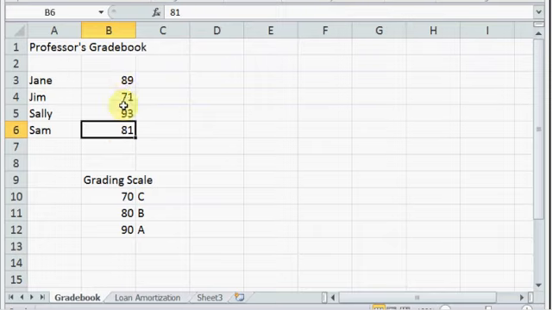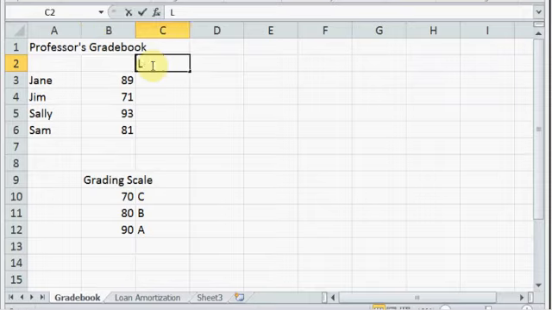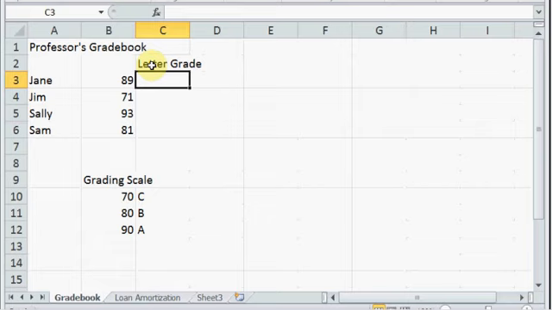And what I want to do is convert those grades from a numeric standpoint, a percentage standpoint, to an actual letter grade. Okay, so I have my grading scale down here on the bottom, and here's my grades. So what I'd like to do, I'll put over here a little header. Here's my letter grade, and I want to calculate those using a lookup function. All right. So do so.